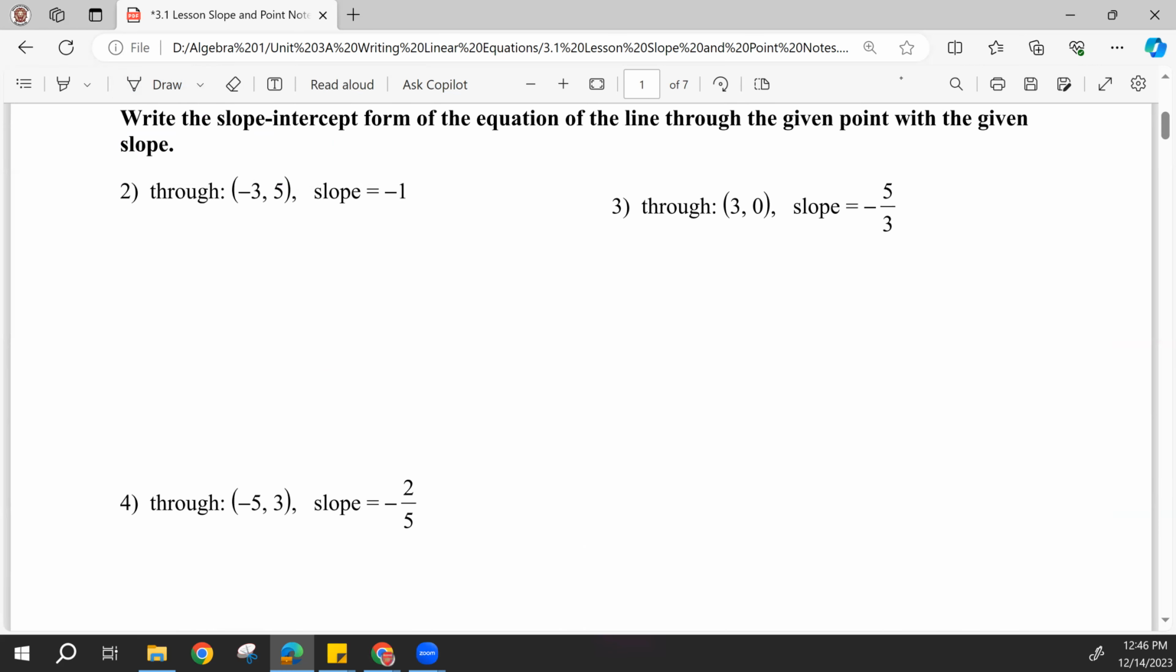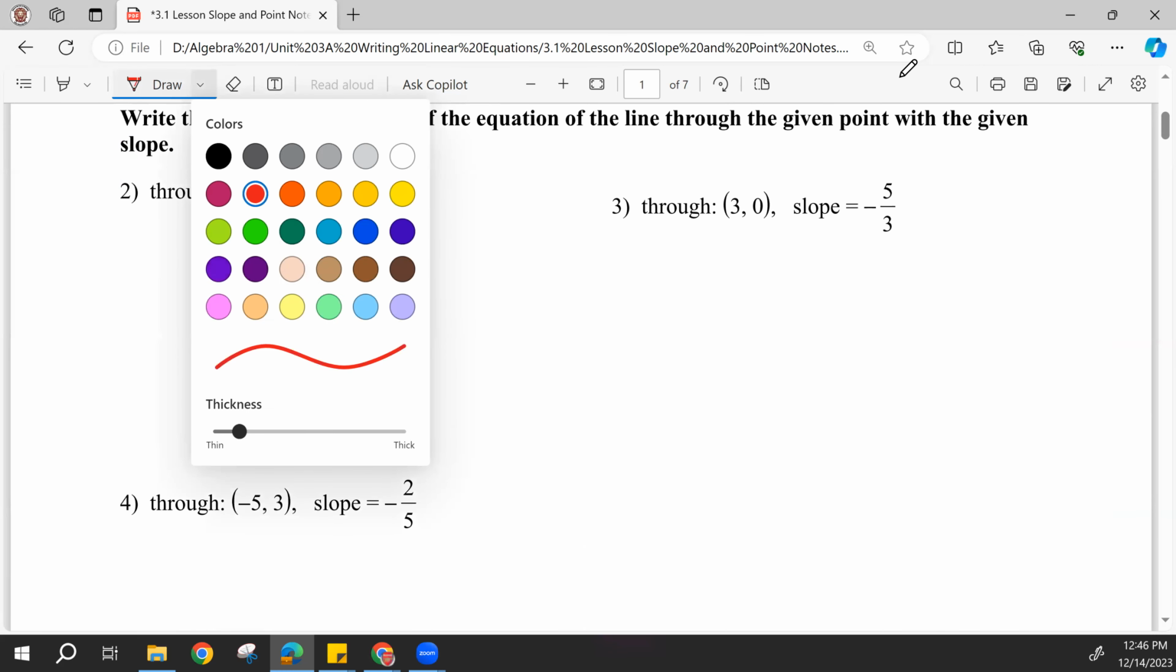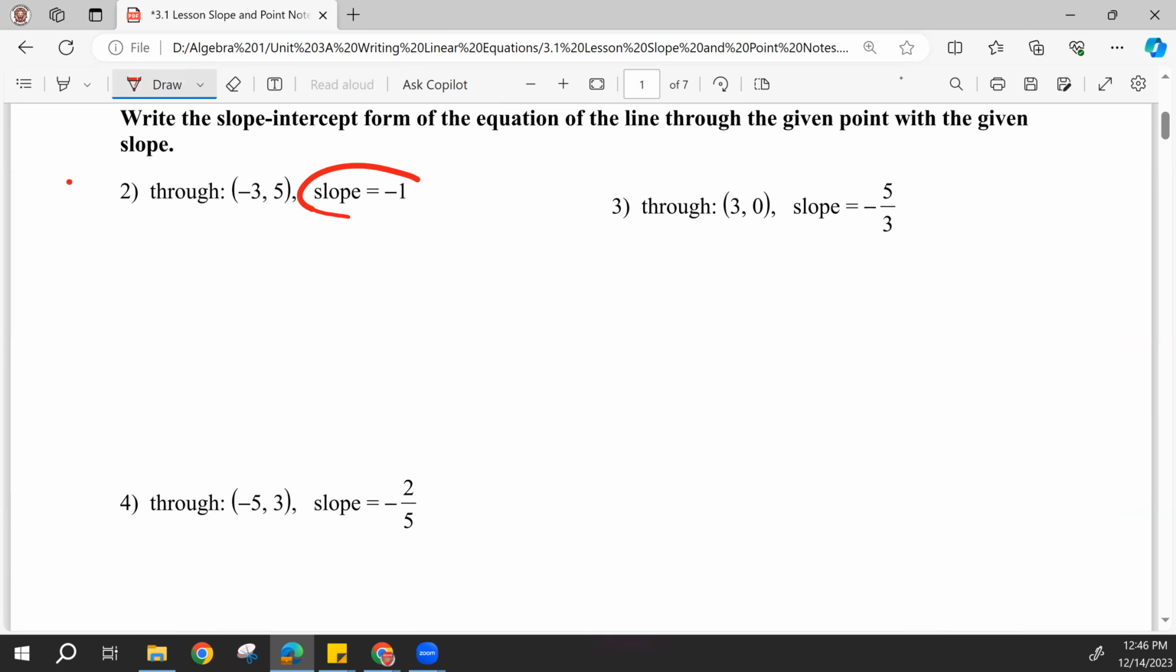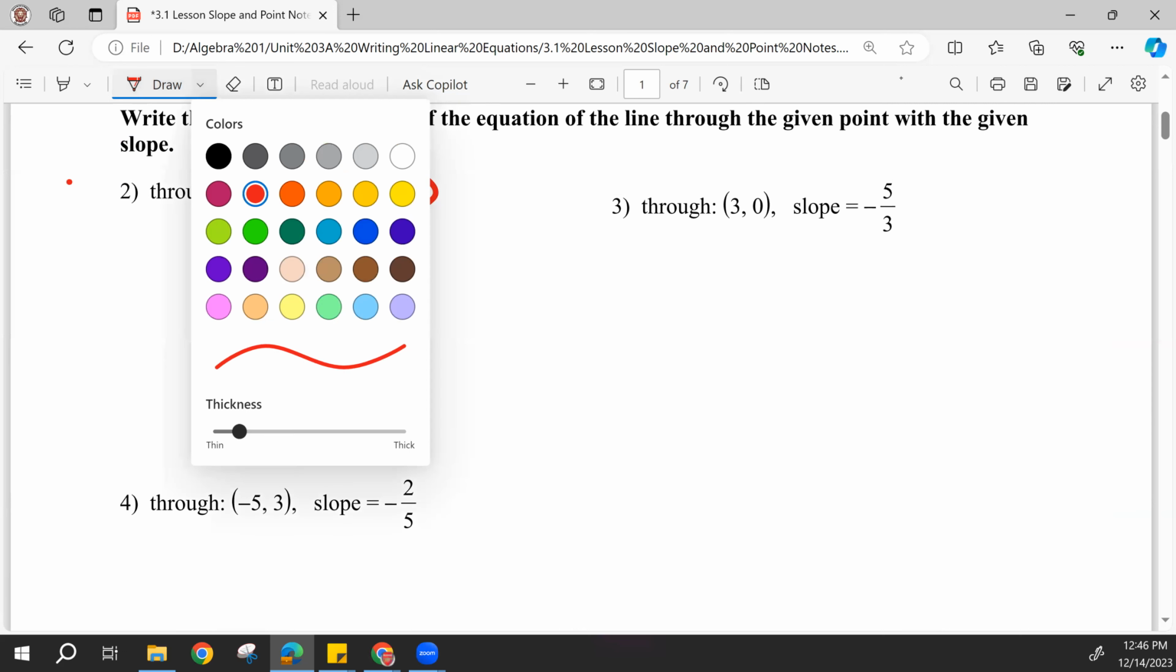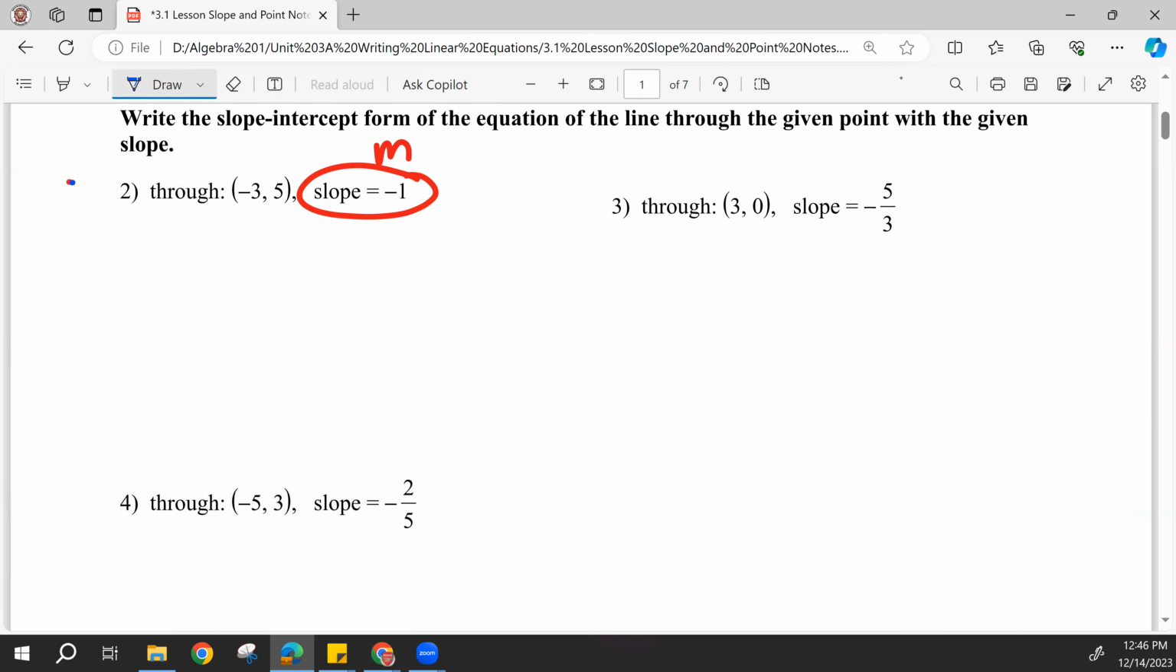So now I'm going to give you the slope of my line. So here's my M. And then I'm going to give you a point that my line goes through. So I have a line that has a slope of -1. It goes down to the right. And it goes through the point -3, 5. So somewhere on my line, I have a point, and the coordinates are -3 in the x and 5 in the y. And I want to write the equation that has the slope -1 and goes through that point.